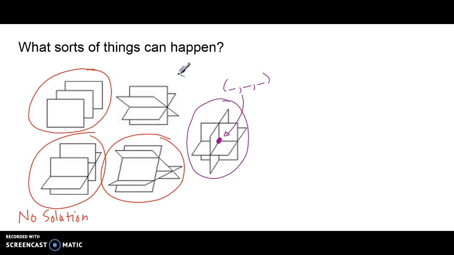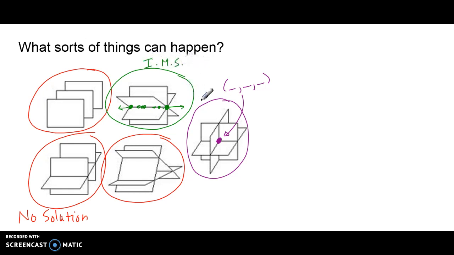But then this one here is a different thing. There are points that are on all 3 surfaces. There's a point over here that's on all 3 surfaces. There's a point there, and there, and there, this way and then that way. That's what infinitely many solutions looks like.